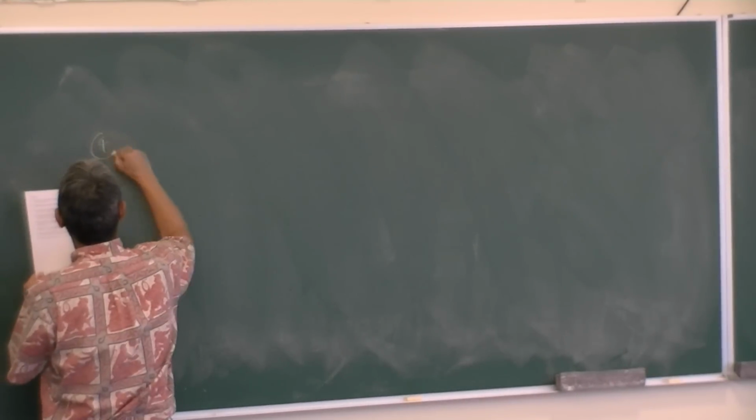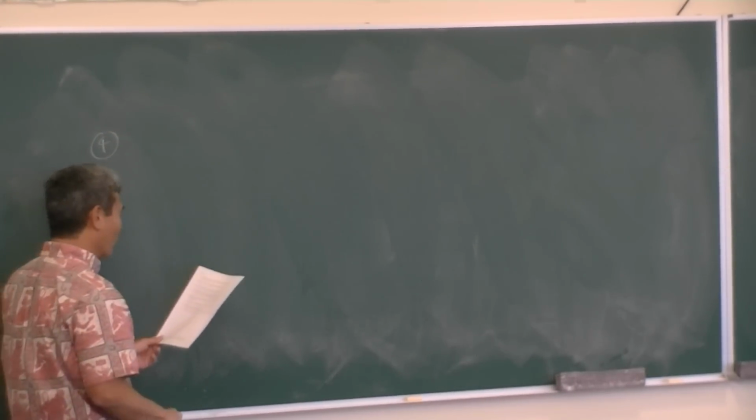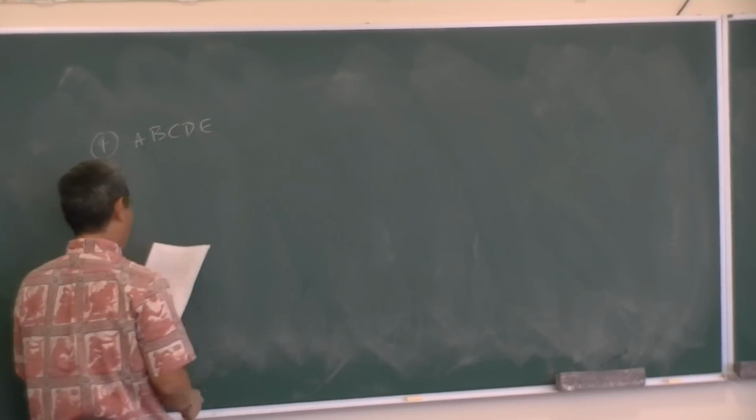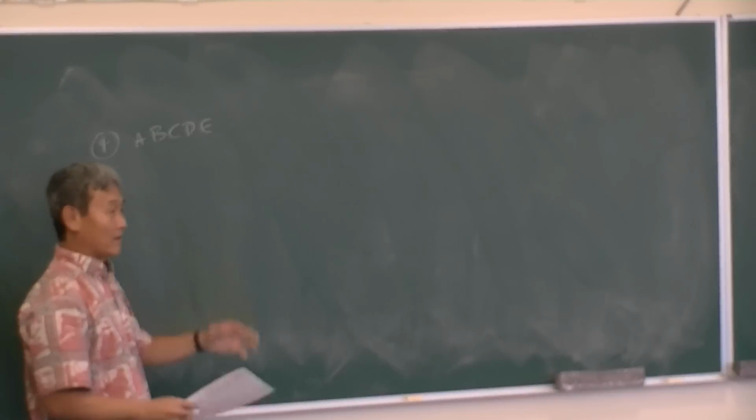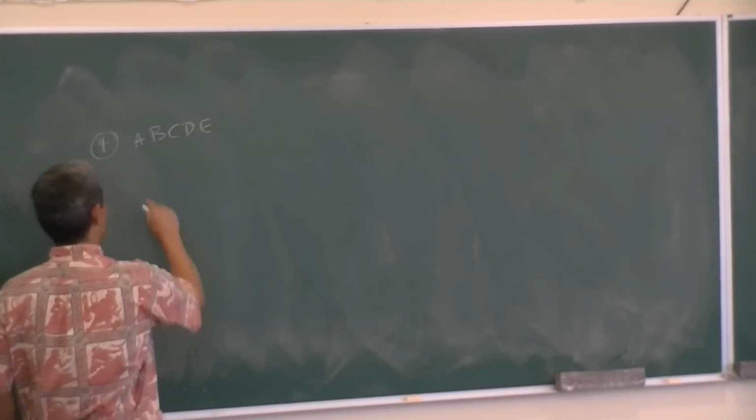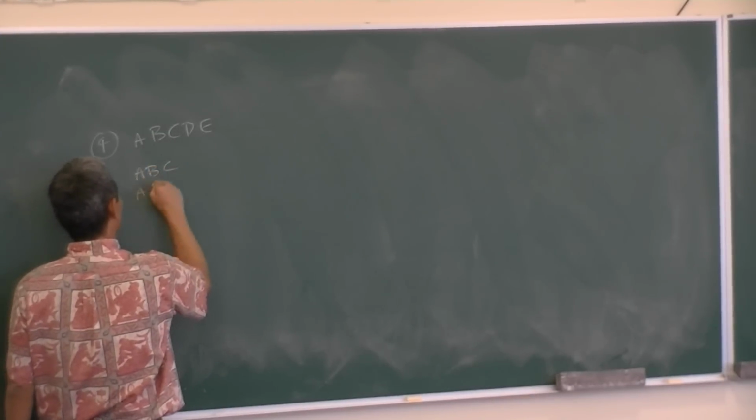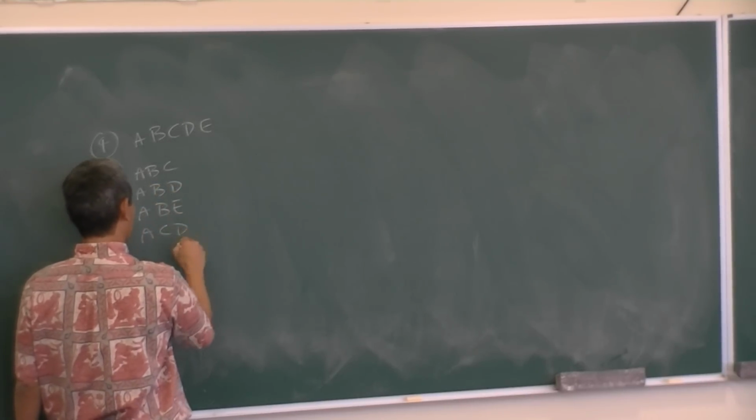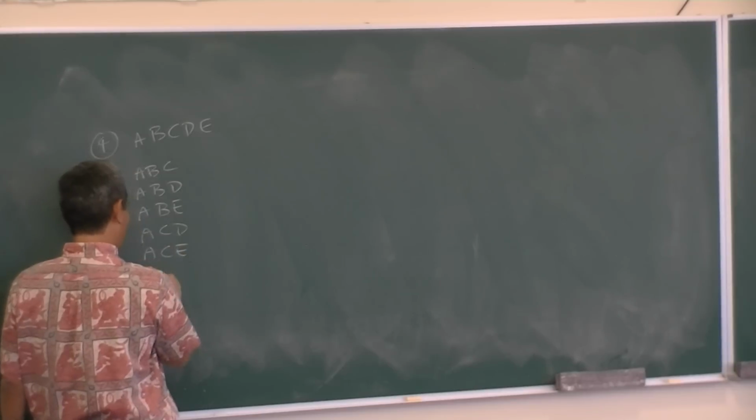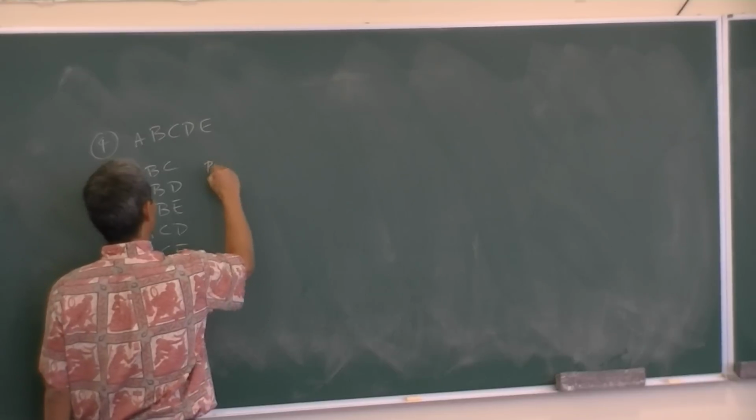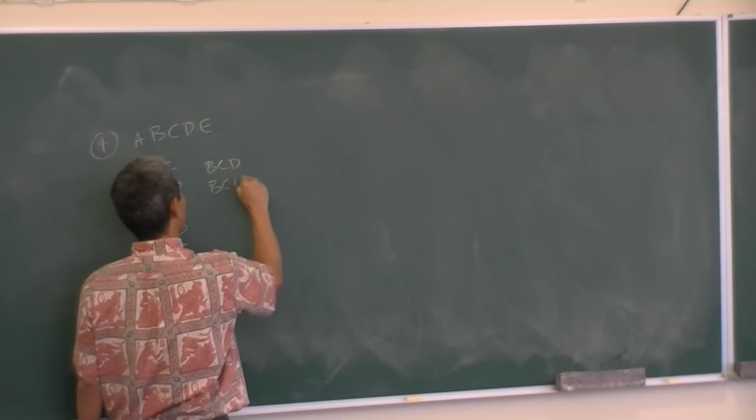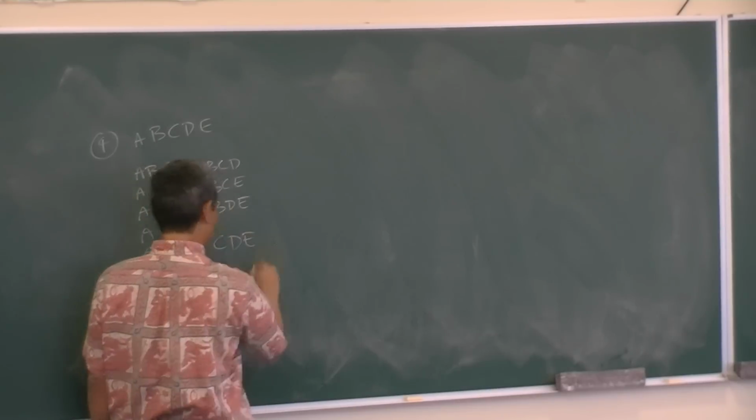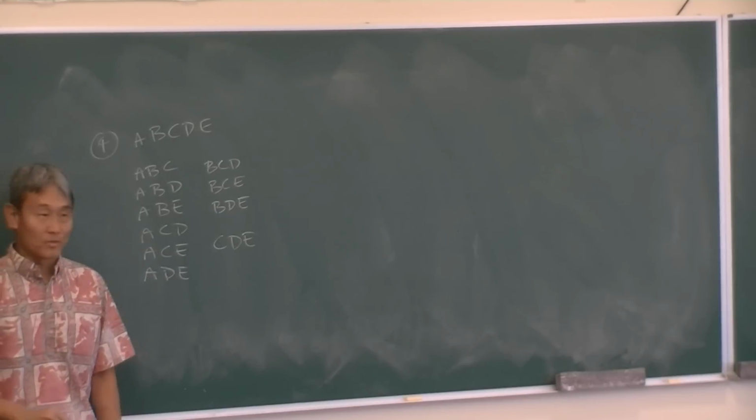Okay, number 4. Al, Ben, Cal, Dan, and Ed. You're going to randomly select 3. So one way to do it is just write out the sample space. What can happen when you select 3 people? A, B, C; A, B, D; A, B, E; A, C, D; A, C, E; A, D, E; B, C, D; B, C, E; B, D, E; C, D, E. So how many elements in the sample space?